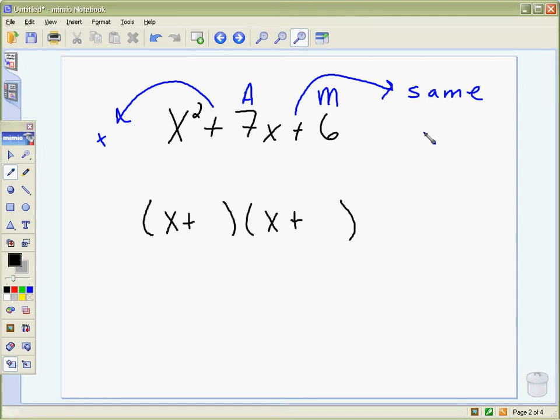So let's look at how we can multiply to get 6 again. We have 6 times 1 and 3 times 2. And which combination will add to get to 7? The 6 and the 1. So your answer is x plus 6, x plus 1.